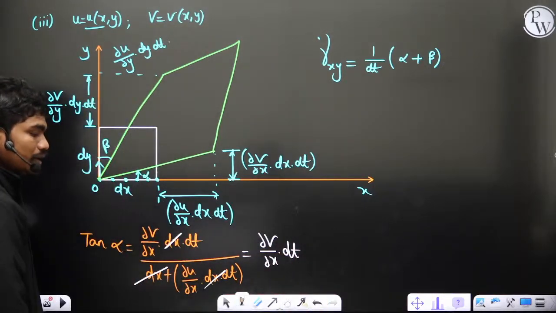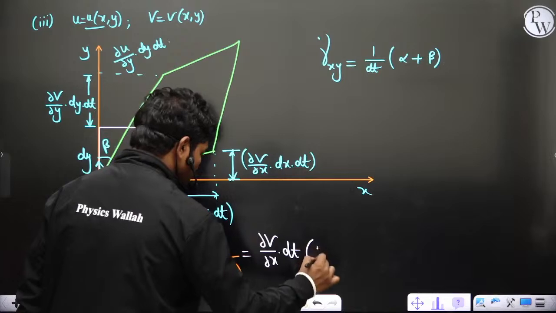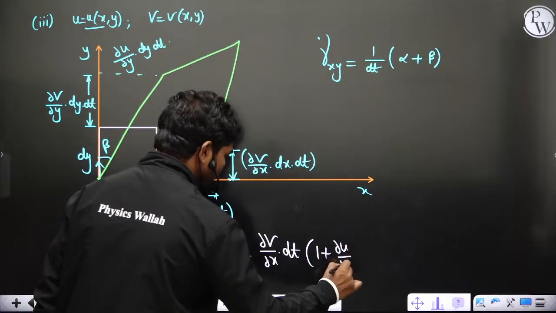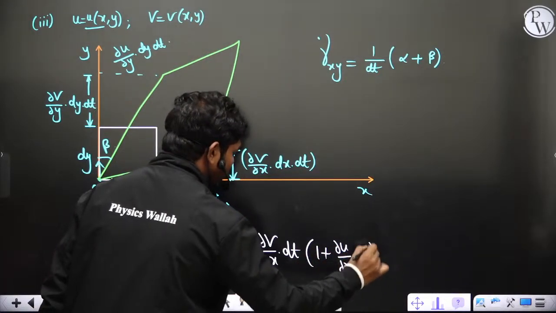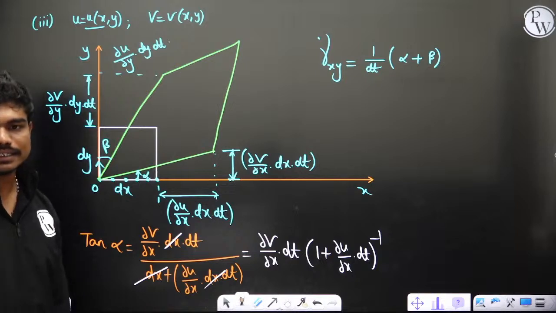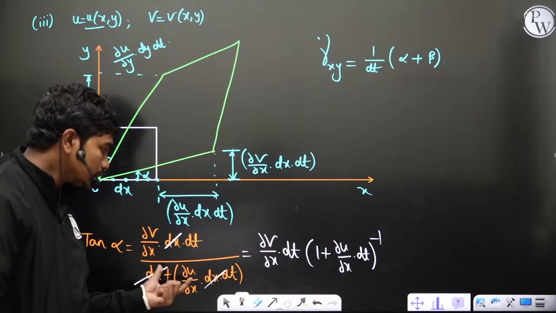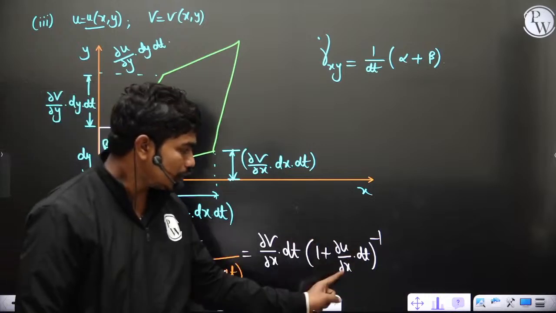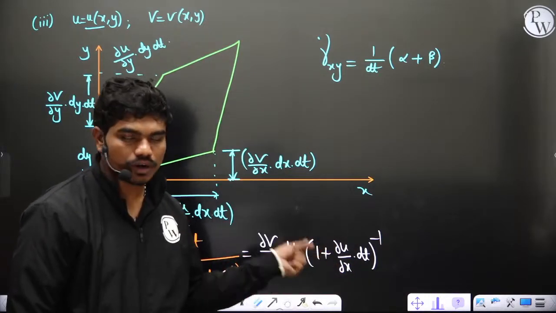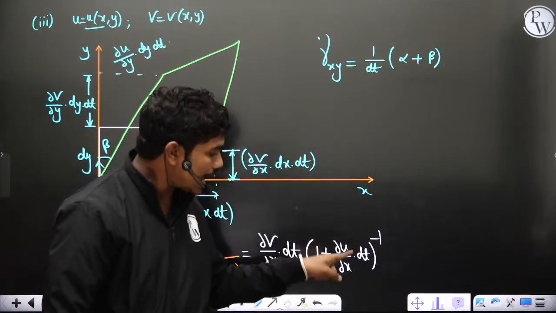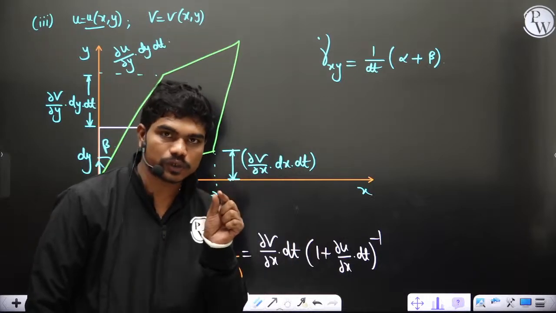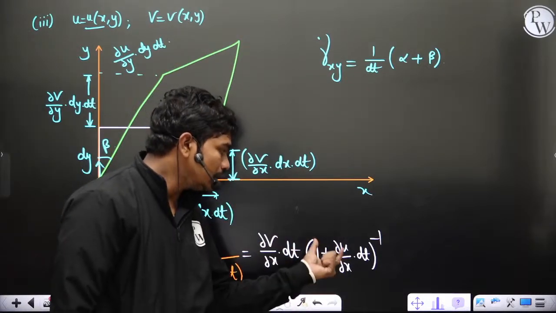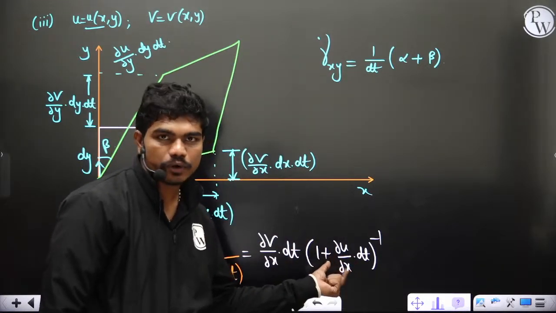Okay, so dou v by dou x into dt, this term we can write as (1 plus dou u by dou x into dt) whole power minus 1. Correct? Can I write this? Because this is in the denominator, so in this denominator (1 plus dou u by dou x into dt) whole inverse, and since this value is very small, because dou u by dou x is generally small because we are taking only small elemental change, and dt, the small elemental time, is also very small, differential time, so this term is actually very small in magnitude as compared to 1.